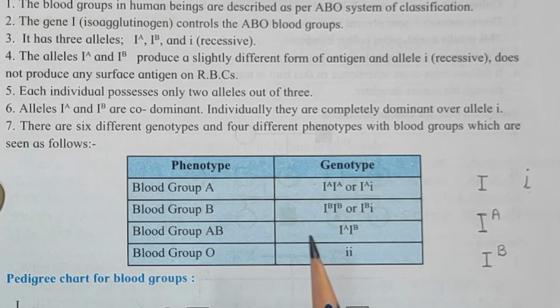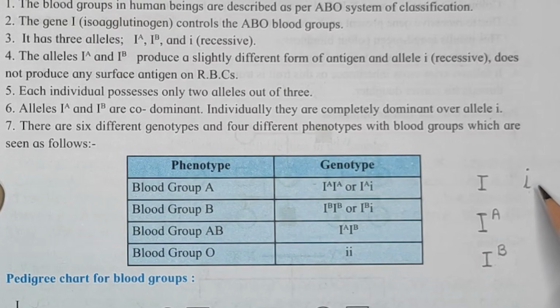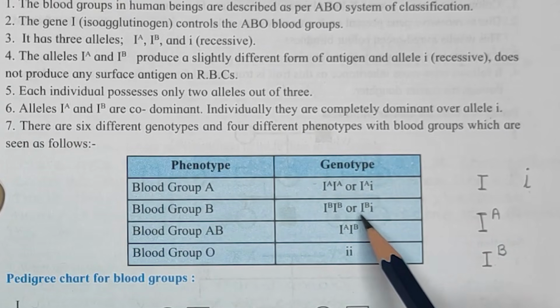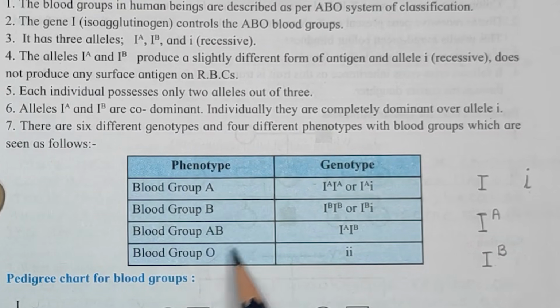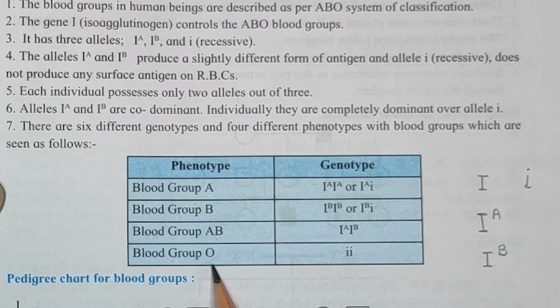So each individual possesses only 2 alleles out of 3. Out of these 3, any 2 alleles are present in each individual. Alleles IA and IB are the codominant ones. They are completely dominant over the allele i. So here they show 6 different types of genotypes, and they produce 4 different types of phenotypes. Which are those phenotypes? Blood group A, blood group B, blood group AB, and blood group O. That is about the phenotype.